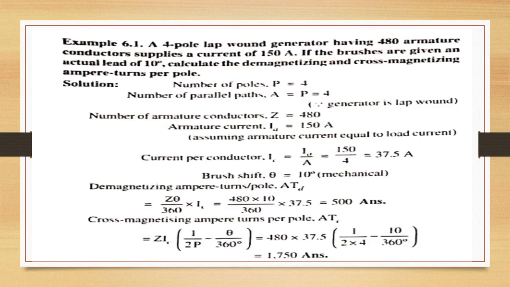Brush shift is given as 10 degrees mechanical. Demagnetizing ampere turns per pole ATD is Z theta by 360 into IE, that is 480 into 10 by 360 into IE, where IE is IC, which is 37.5, that is 500. Cross magnetizing ampere turns per pole is ZIE into 1 by 2P minus theta by 360. So when we substitute all the values, it is 1750.